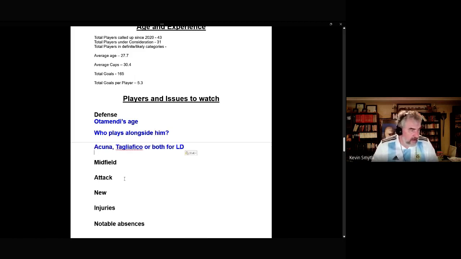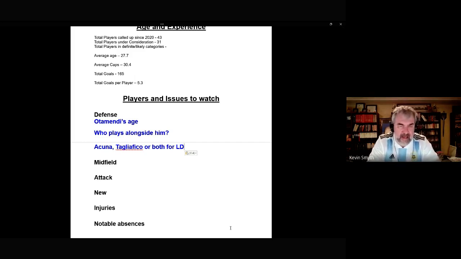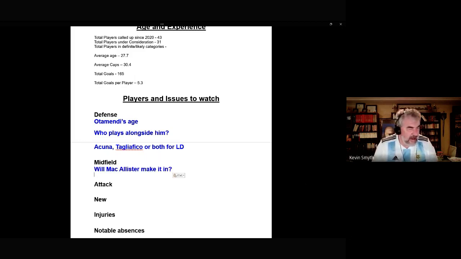That rotation definitely seems to be the case for the left defense because Acuna and Tagliafico seem to alternate there. So maybe the manager isn't trying to find who the starter is, but rather is happy to have them alternating. That's not so much the case on the right side of defense, but on the left side, that's the way it's been for quite a while. In the midfield, McAllister has been making inroads into the team, so it'll be interesting to see if he makes it in. Right now, he's just one of the possible candidates, but he's been playing more and more, and perhaps will make it in as a central defender.